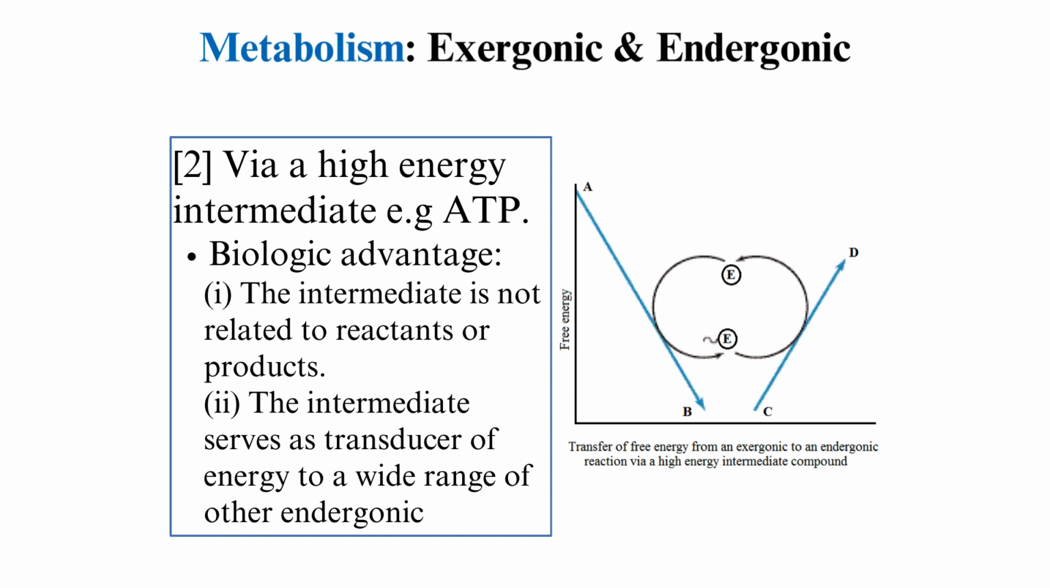The biological advantage of having a very high energy intermediate as a mechanism to couple the exergonic and endergonic reactions is that the intermediate is not related to the reactants or the products, and that the intermediate serves as a transducer of energy to a wide range of other endergonic processes. So it is not specific for this reaction. ATP can be part of thousands or millions of reactions. It is not specific for a certain reaction.